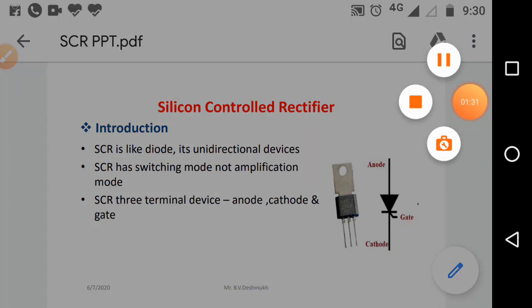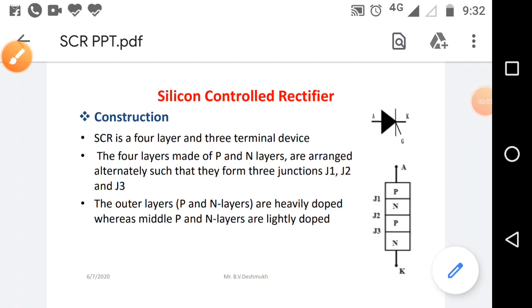Real time of SCR. After completion of introduction of SCR, now I want to move on to construction of SCR. We know that SCR is made of silicon material. In this silicon material, we are using P-type semiconductor material and N-type semiconductor material. Basically, SCR is a 4-layer and 3-terminal device.